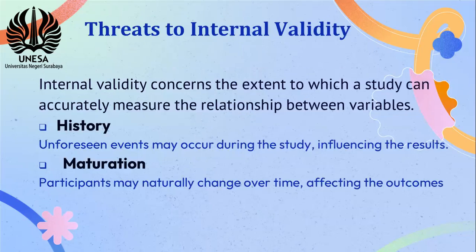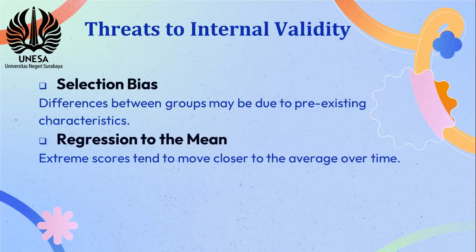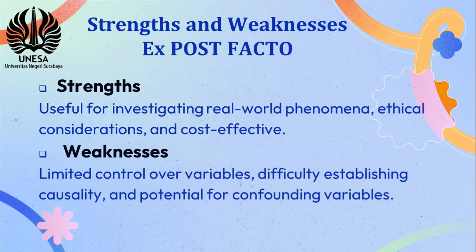And now we are going to discuss threats to internal validity. Internal validity concerns the extent to which a study can accurately measure the relationship between variables. One is history. Unforeseen events may occur during the study, influencing the result. Then maturation. Participants may naturally change over time, affecting the outcomes. And it can be selection bias. The differences between groups may be due to pre-existing characteristics. And the last is regression to the mean. Extreme scores tend to move closer to the average over time.